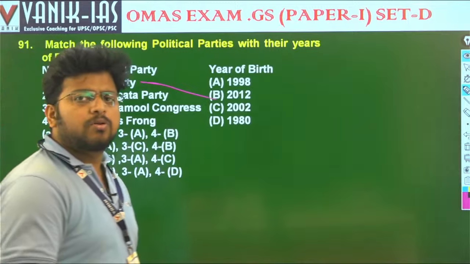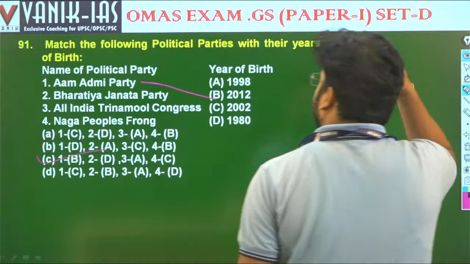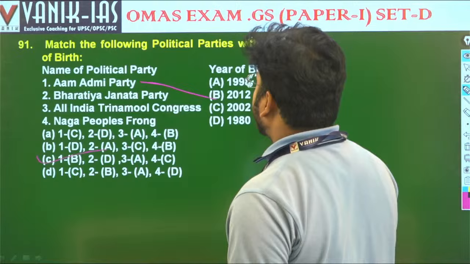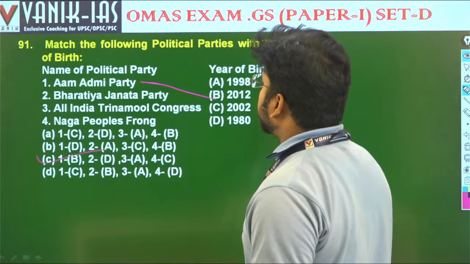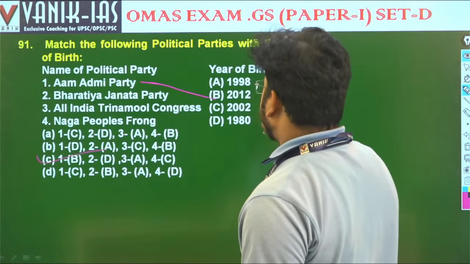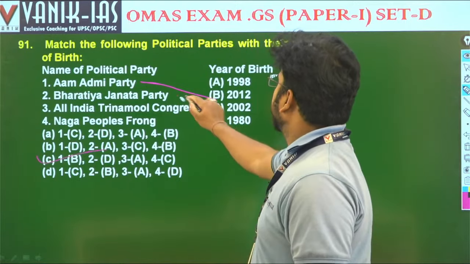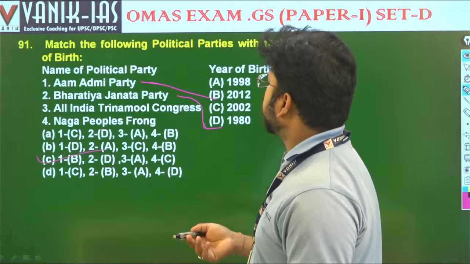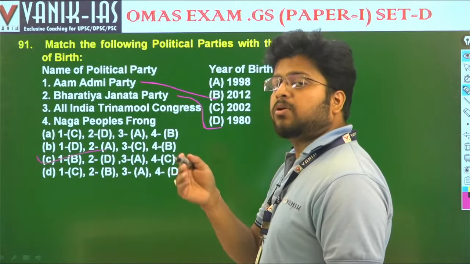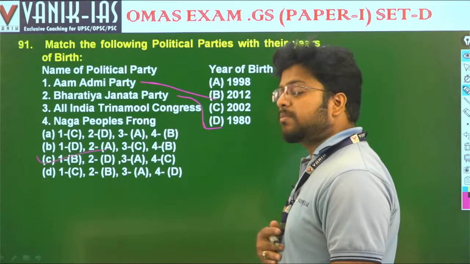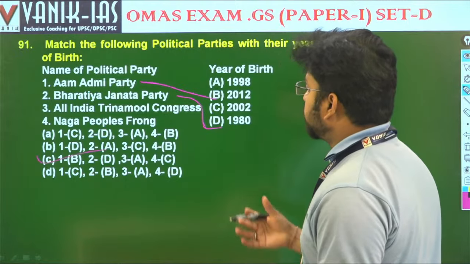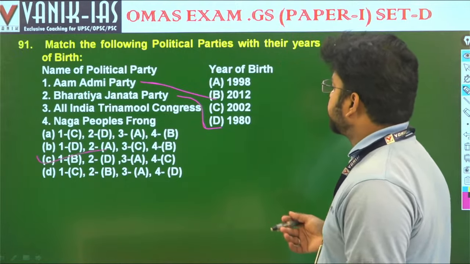Aam Aadmi Party is the newest party, right? And we know that Congress is the old party. And this is Trinamool Congress. Yes, B is the answer actually. 1B, 2D. Yes, during the Ramjan Mahami movement, Bharatiya Janata Party, because in 1978 we had the Janata Party government. So, C is the answer.